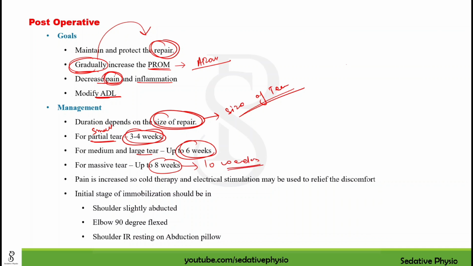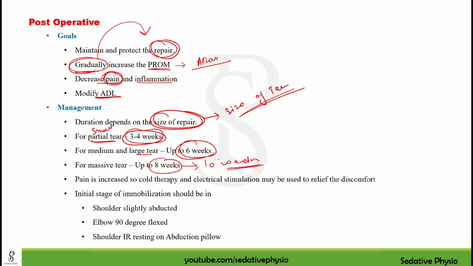But before starting the rotator cuff rehabilitation, it is very compulsory to make our patient understand that rotator cuff rehabilitation is a very slow process. It is a very time-taking process. That's why it will take a long time. So please be assured about this with your patient, then only start the rehabilitation goal.